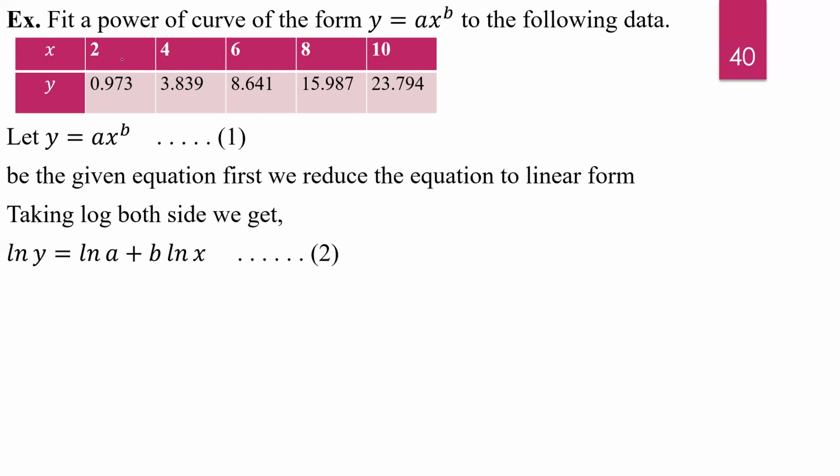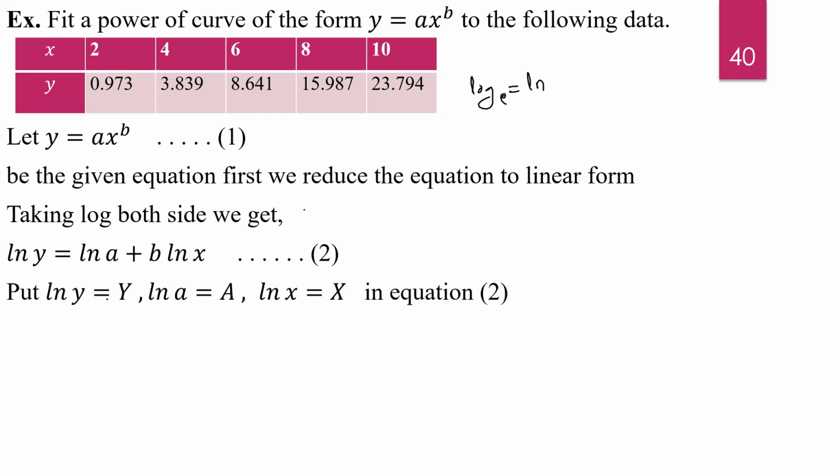Taking log both sides, we get ln y is equal to ln a plus b ln x. Here we consider the natural base, so instead of log of base e, we write ln. ln means natural log. Now use the substitution here: put ln y is equal to capital Y, ln a is equal to capital A, ln x is equal to capital X. Substitute in equation 2, we get a linear equation.